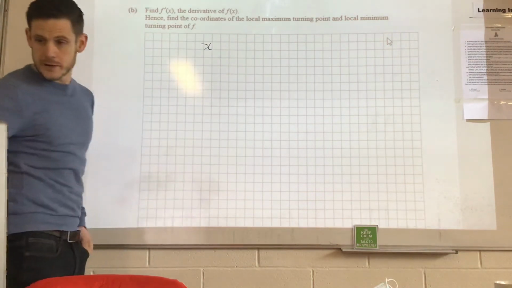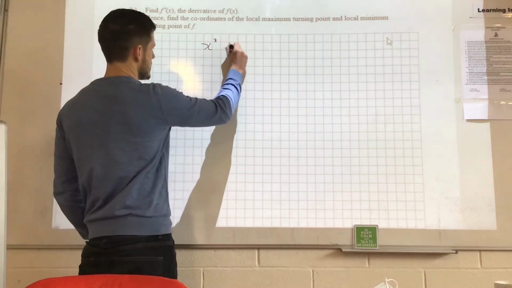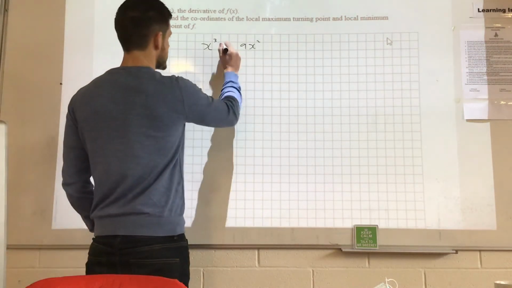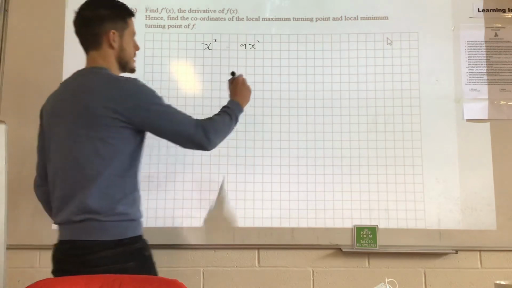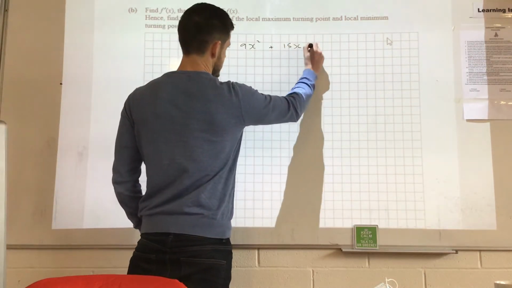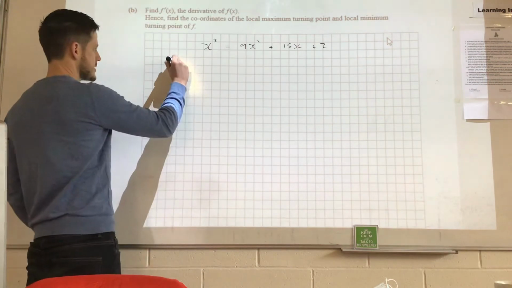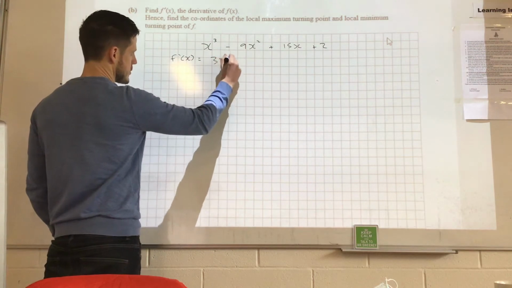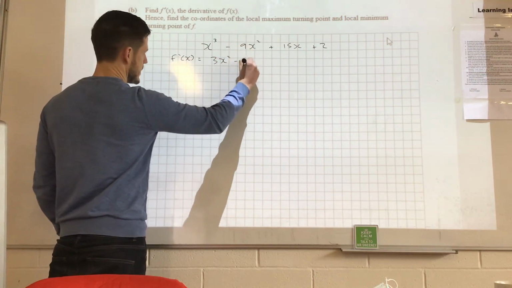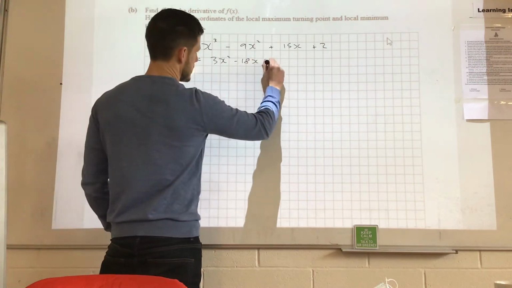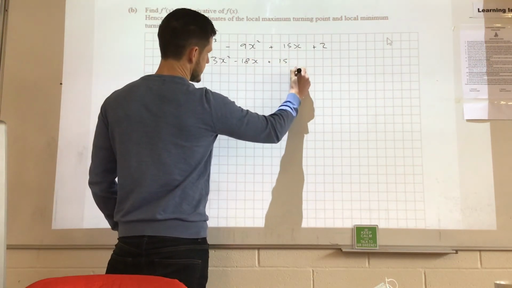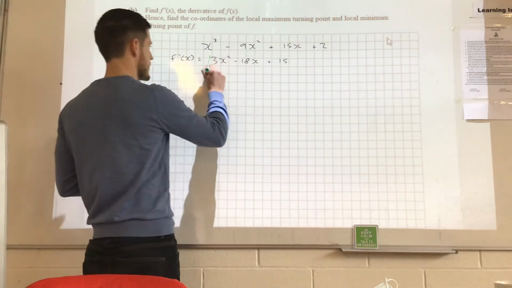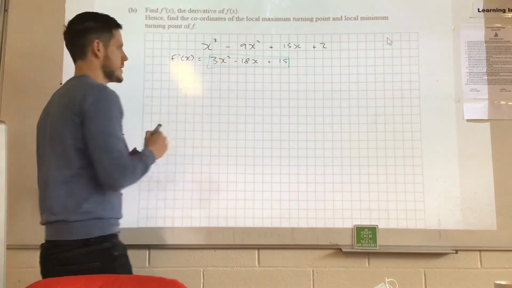So the original function was x cubed minus 9x squared plus 15x plus 2. We're going to get f dash x. Bring your 3 down and you're left with x squared. Bring your 2 down, you're left with minus 18 times x to the 1. Plus, get rid of your x, plus 15, and your 2 goes away. So that bit there is your derivative, very important.